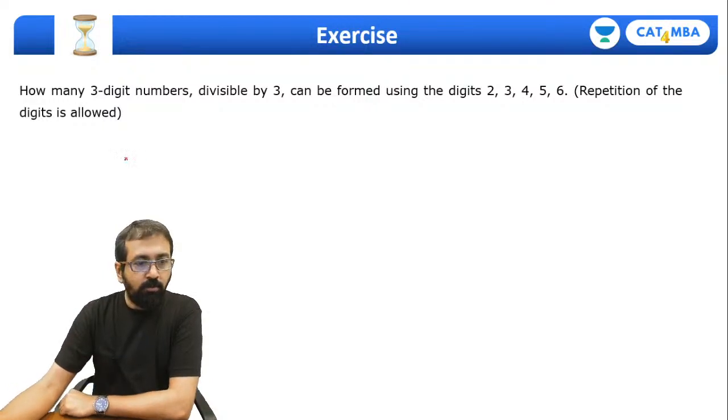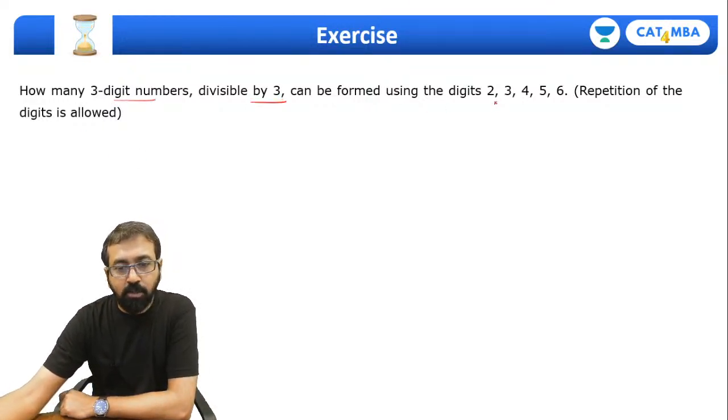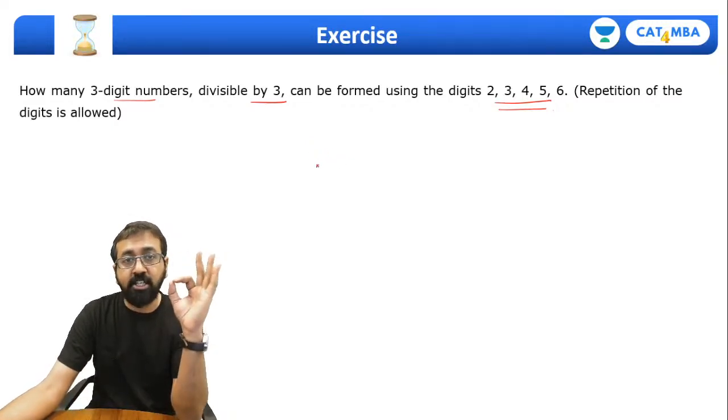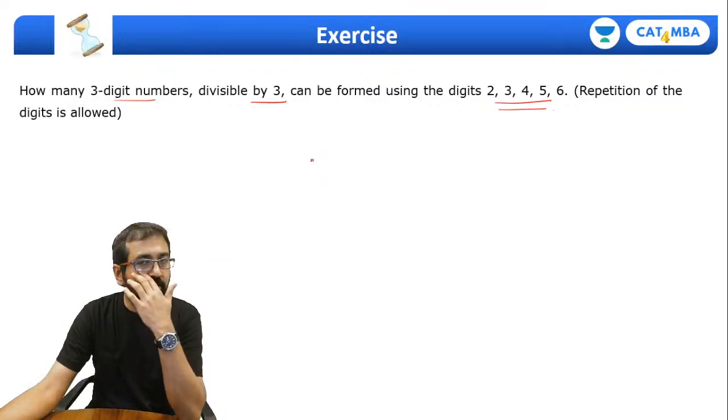Okay, so fine. How many 3-digit numbers divisible by 3 can be formed using these digits? Repetition of the digit is allowed. Okay, so guys, now this is going to be a slightly challenging question. First of all, what is the divisibility test for 3? Sum of the digits should be divisible by 3, right?